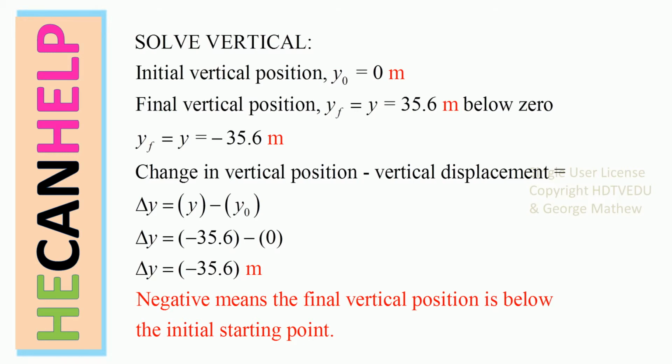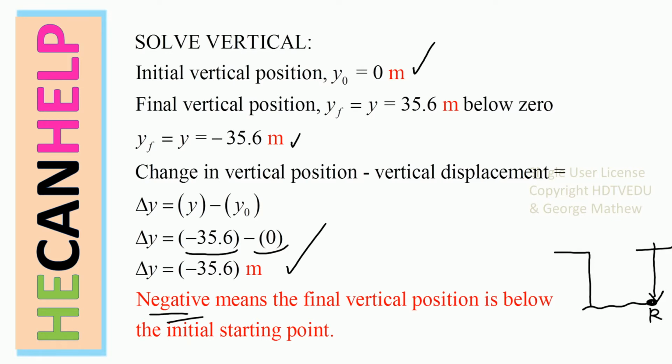Initial position, 0. Final position, negative 35.6. So what is change in y? Negative 35.6 minus 0, so we get negative 35.6. What does negative mean? It means that the final vertical position is below the initial starting point. This is our point. How far is this point below the origin along the vertical? It is 35.6 meters below the origin. That is the reason why we say negative 35.6.